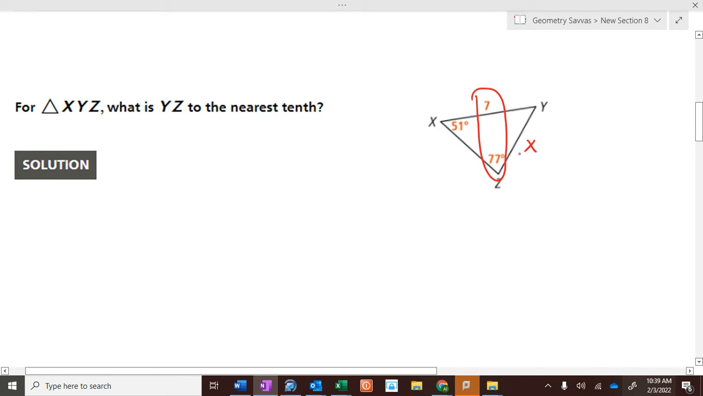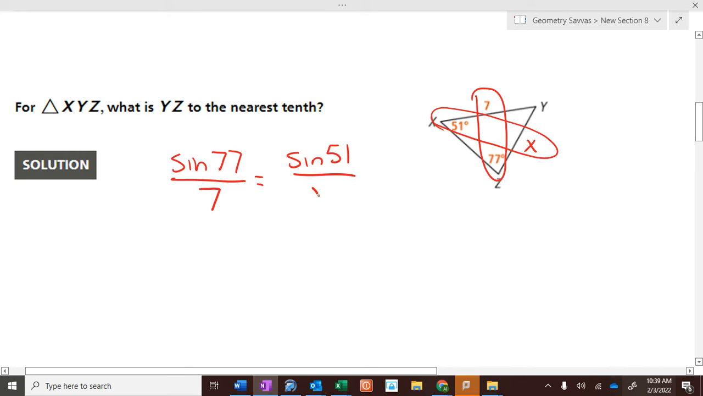Let's just put an x over here, because it's opposite of the 51. Here are our opposites. So the sine of my angle, 77, over its opposite side, 7, equals the sine of my angle, 51, over its opposite side, x. Okay? This is called a proportion. In middle school, you learn to solve proportions by doing what? Cross multiplying, okay?